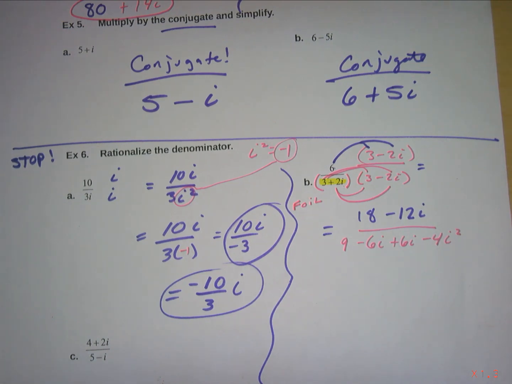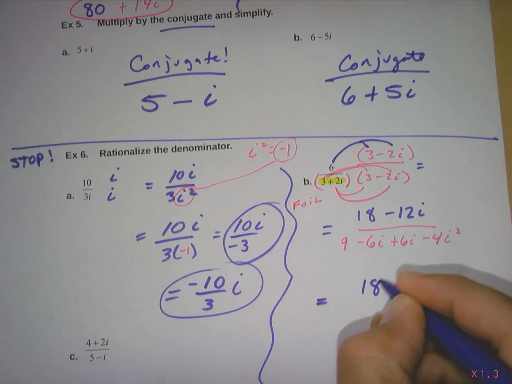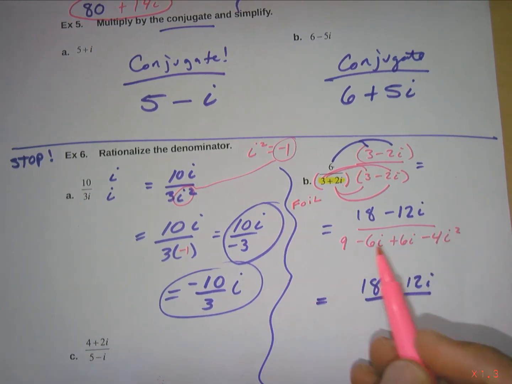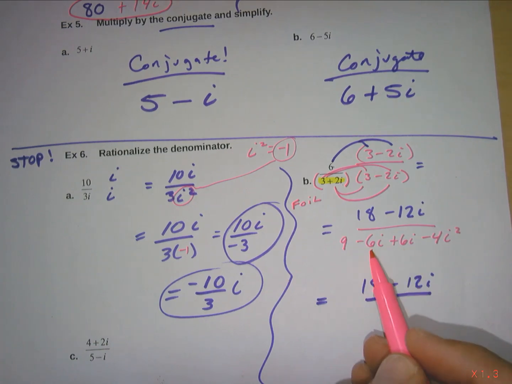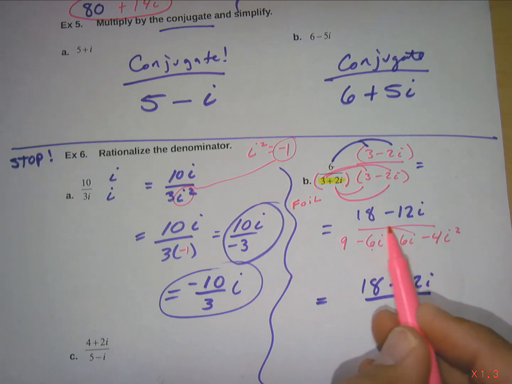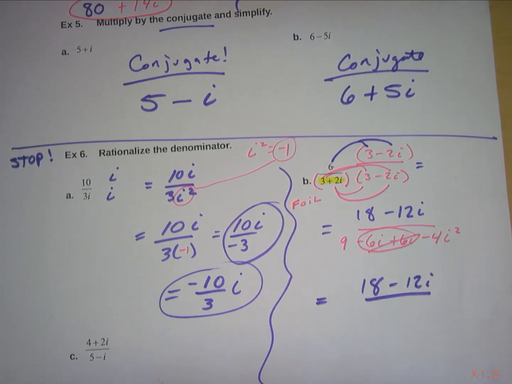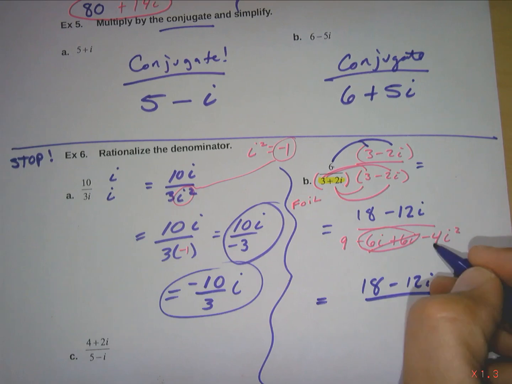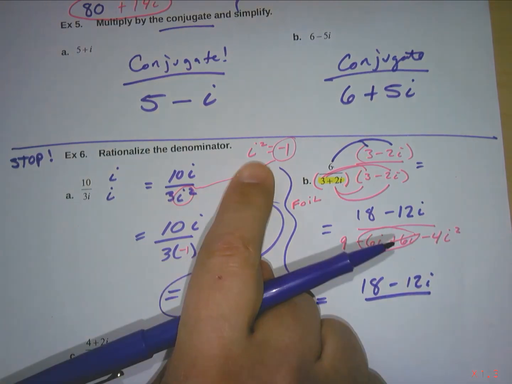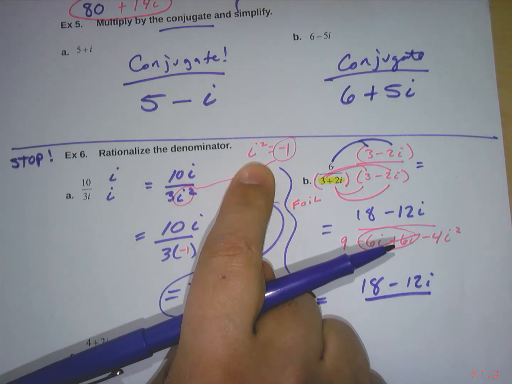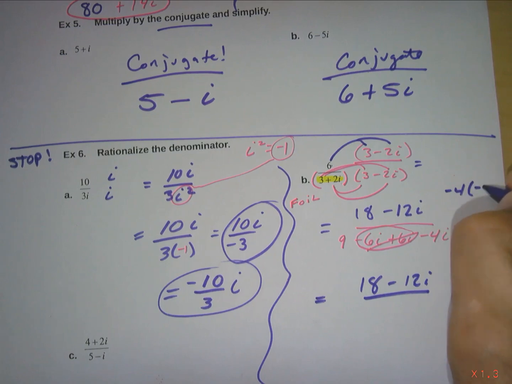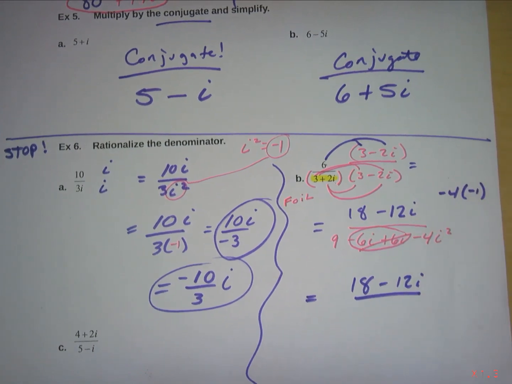All right. On top, I have 18 minus 12i. And on the bottom, take a look at your outers and inners. I have a negative 6i and a 6i. What's going to happen with those? They cancel. Karate chop those. Now take a look. I have negative 4i squared. Remember over here, i squared is negative 1, right? So this is really negative 4 times negative 1. Well, what's negative 4 times negative 1?